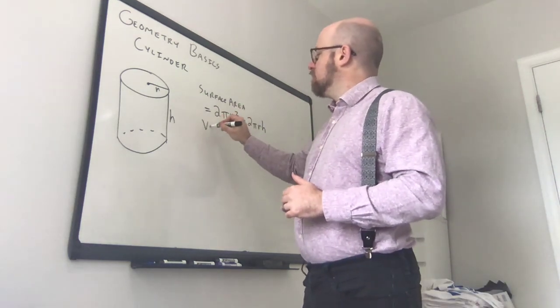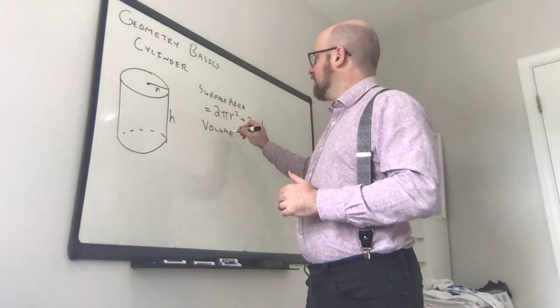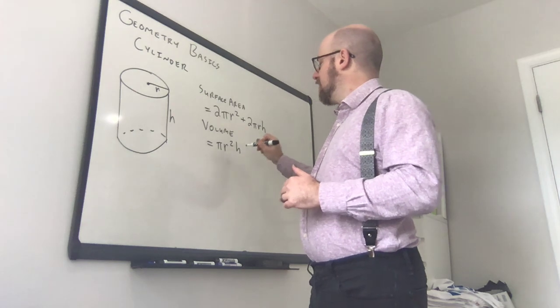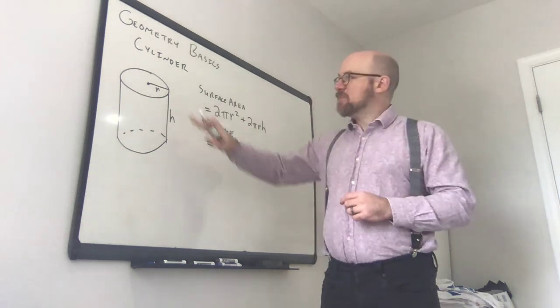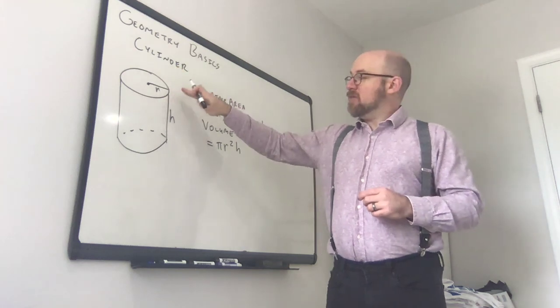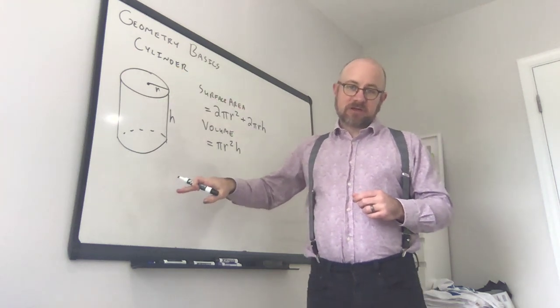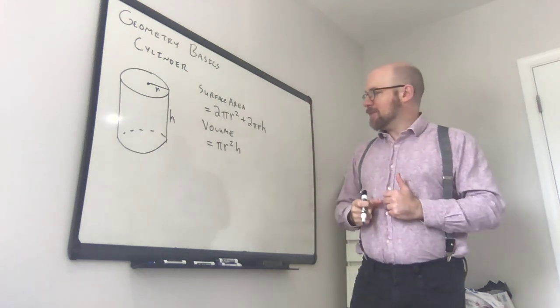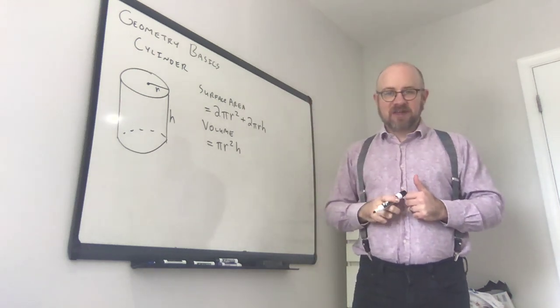The volume is a little bit easier. So the volume is just pi r squared h. And that's because if you think about taking the area of the top and then multiplying it by h to get the entire volume, just like we did with rectangles. Okay? So that one's pretty easy to understand.